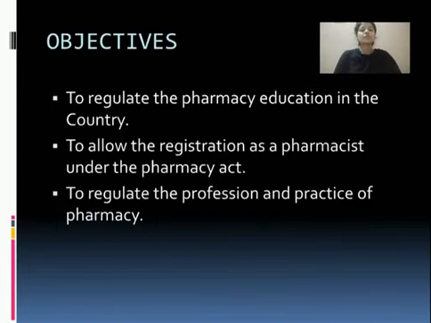So talking about the objectives of Pharmacy Council of India, the first objective is to regulate the pharmacy education in the country. The second is to allow the registration as pharmacist under the provisions laid down in the Pharmacy Act. Then a main objective is to regulate the profession and practice of pharmacy.